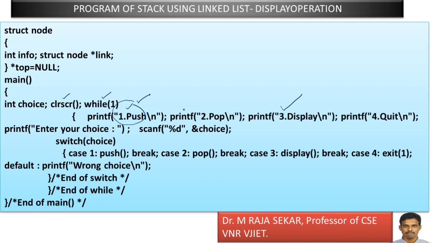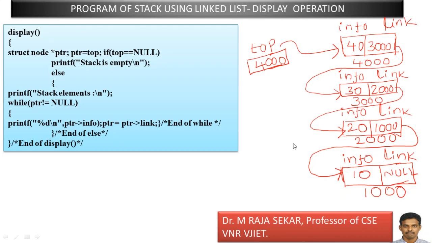This is a menu driven program. After displaying these options, let me say I enter number 3. This number 3 will get stored in the place of choice. Therefore, your choice value is 3. Switch choice means switch 3, which means case 3. Case 3 means display is a function call. Automatically, control will transfer to the definition of this display function.